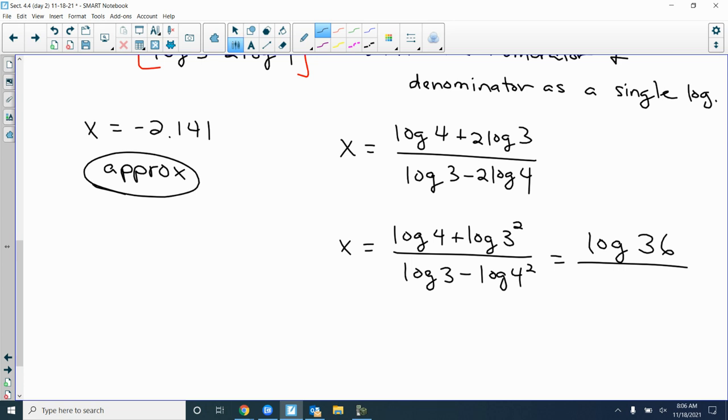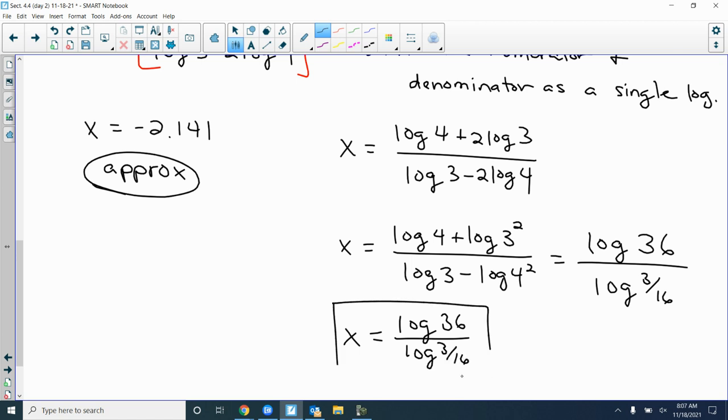That's okay. We're going to divide 3 by what? 16? So it becomes what on the bottom? Log of 3/16. This right here is the exact form. So x equals log of 36 over log of 3/16. So this is exact.